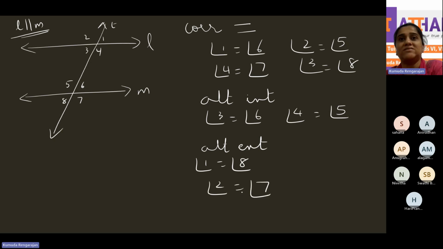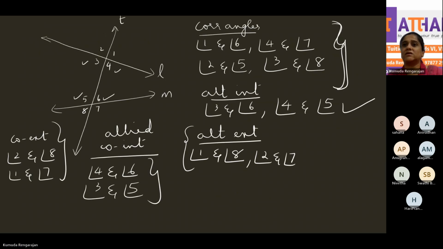Why are they equal? Because the lines are parallel. Here the lines are not parallel, so they're just alternate. They have the name, but they're not equal. They're called by that name, but the angles are not equal.